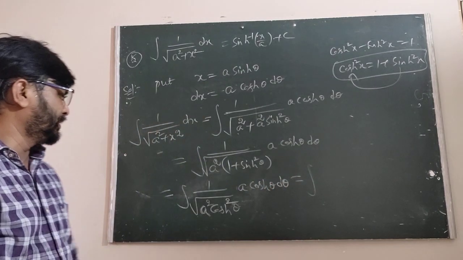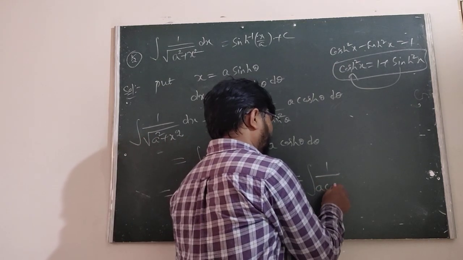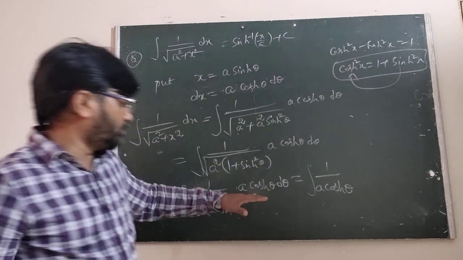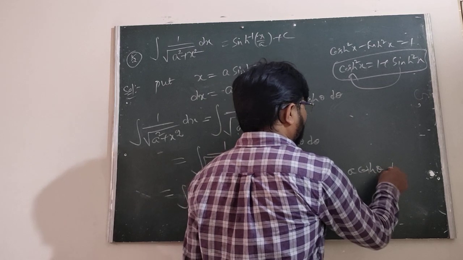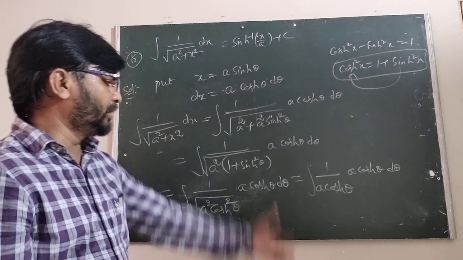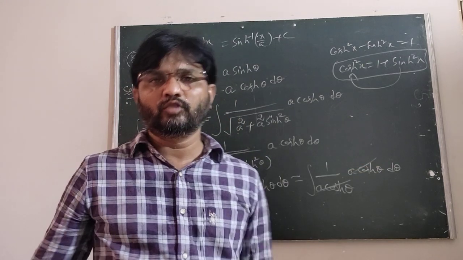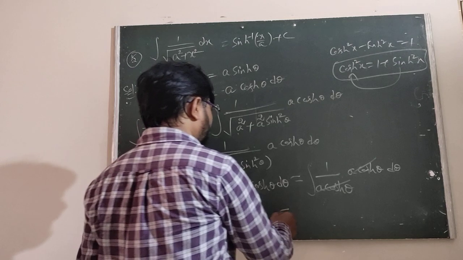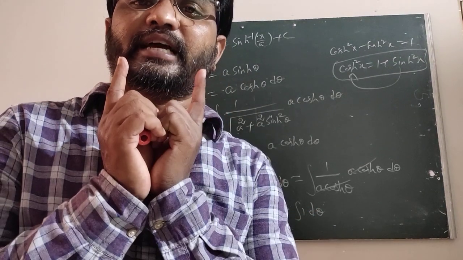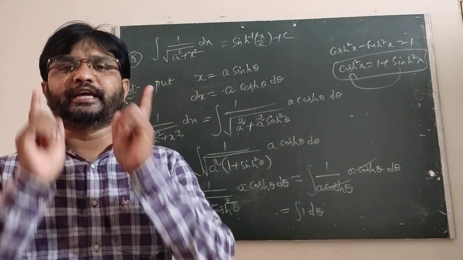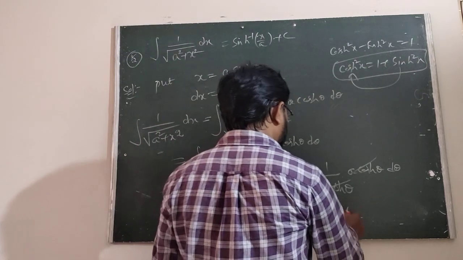That's why we are writing 1 upon a cos h theta, integral 1 upon a cos h theta. What is the remaining here? A cos h theta into d theta. Now we are looking here, the numerator and denominator are the same. Therefore, what remains is 1 into d theta. We know that integral 1 into d theta is theta. Integral of 1 into dx is x. Therefore, integral 1 into d theta is theta plus c.